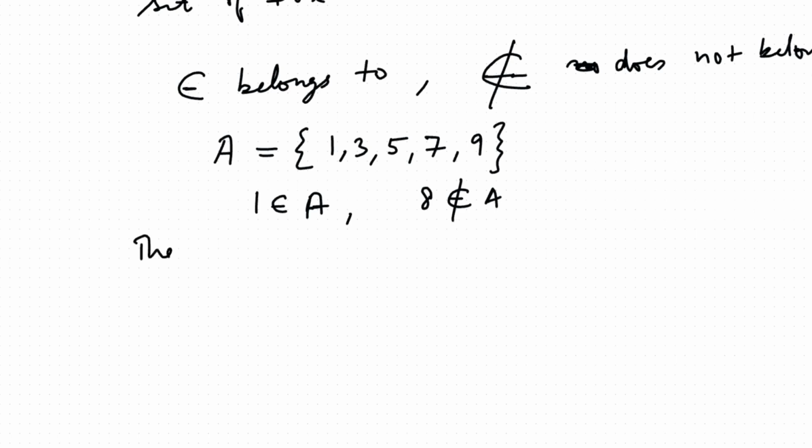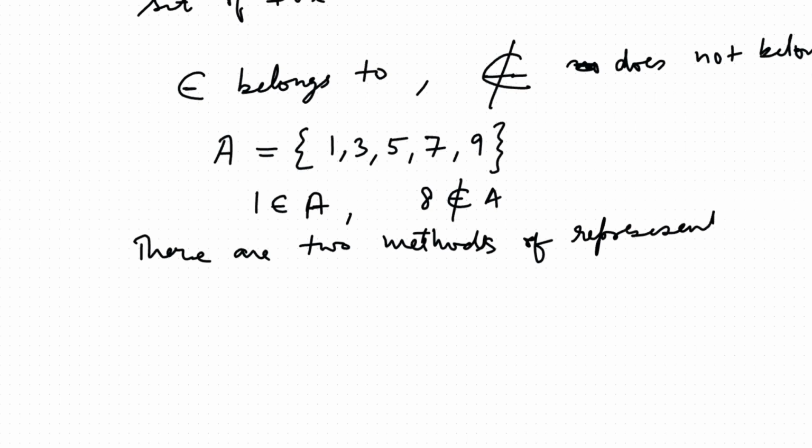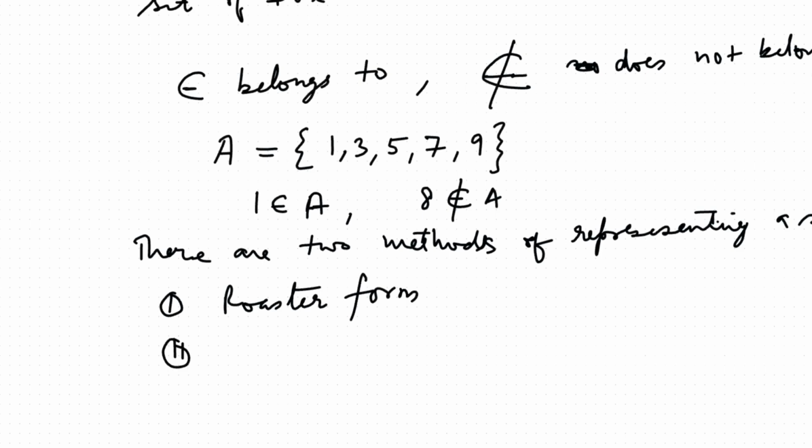Students, there are two methods of representing a set. What are these methods? One is roster form, and two, set builder form.